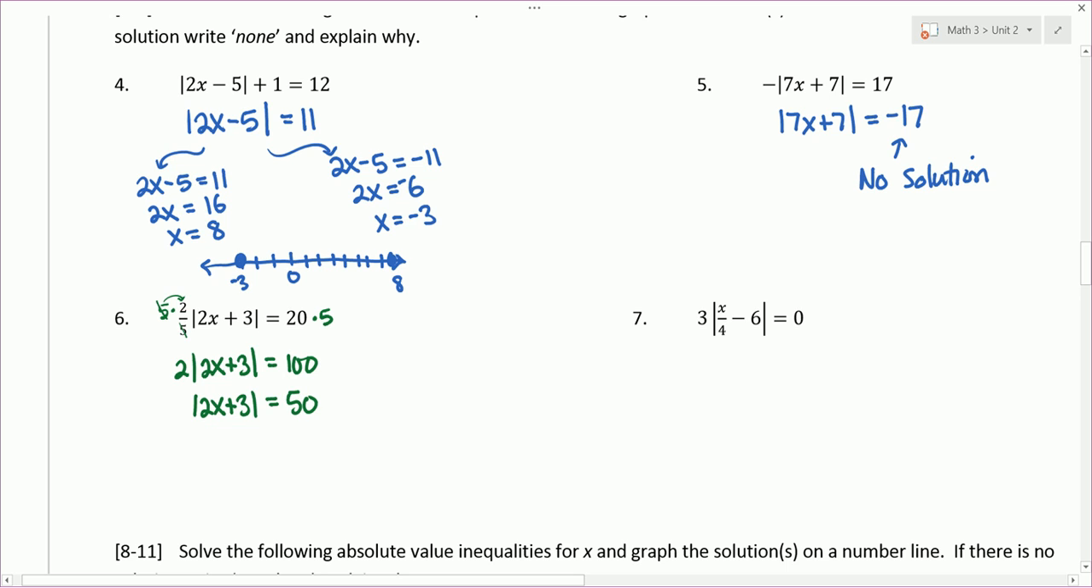So that 2x plus 3 could be positive 50, because when you take the absolute value of positive 50, you get 50. But that 2x plus 3 can also be a negative 50, because when you take the absolute value of a negative 50, you also end up with positive 50 as an answer.